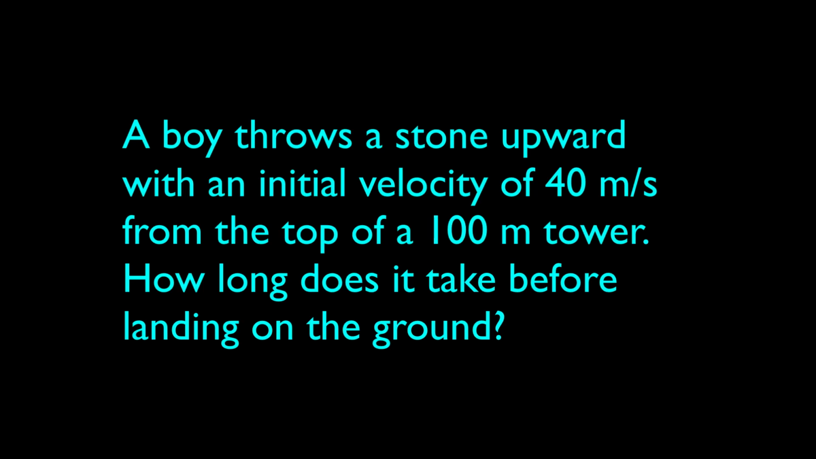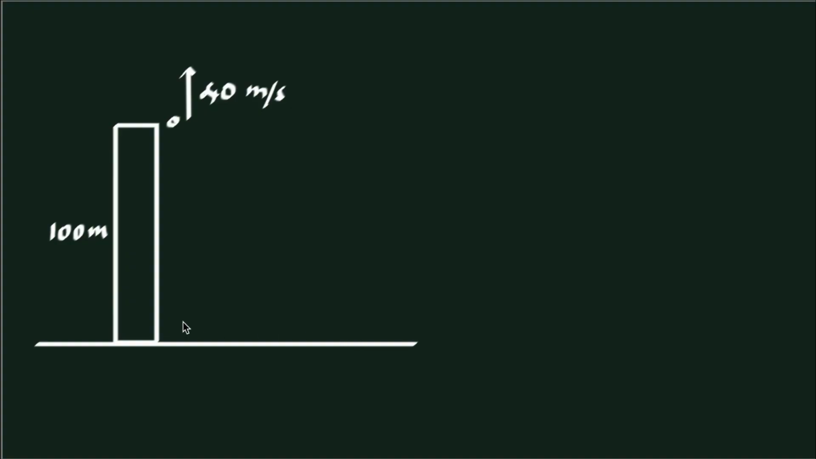So today we're going to solve three problems in projectile motion in one dimension. So the first problem is the following. A 100-meter tower and a boy throws a stone upward with an initial velocity of 40 meters per second. How long does it take to land on the ground?